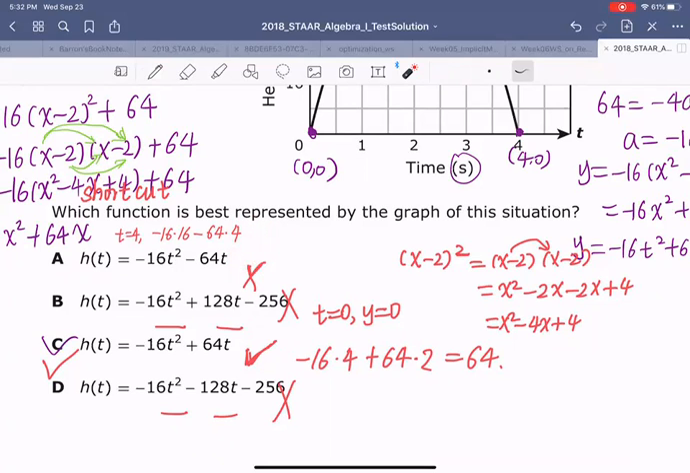Yes. So A is wrong. There's no way that A could be the choice. Now let's try the last one, which is C. T equals 0. This is T equals 4. Negative 16 times 4 squared, which is 16, plus 64 times 4. Is this 0? Is this equal to 0? Yes.